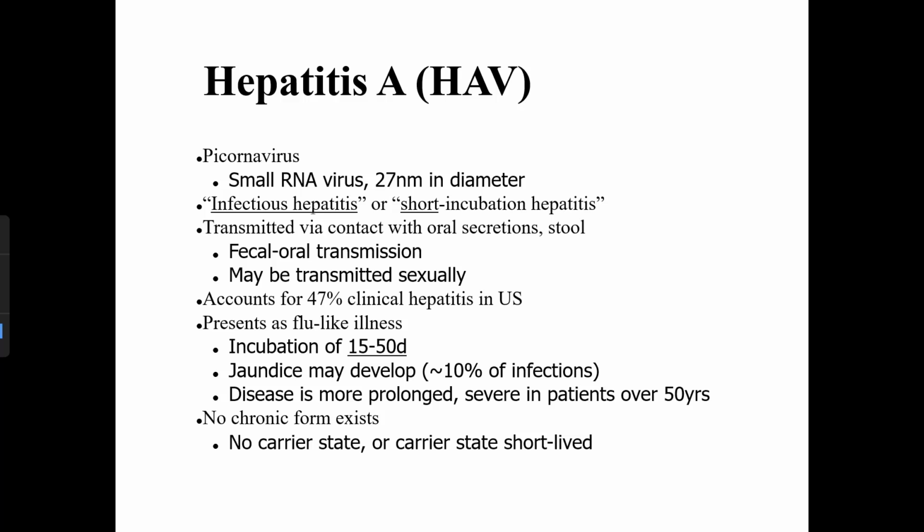It's transmitted via contact with oral secretions or stool. It is the fecal-oral transmission and may be transmitted sexually. It accounts for 47% of clinical hepatitis in the United States. It presents like flu-like illness, incubation period of 15 to 50 days, which means after you're exposed, it takes 15 to 50 days before you actually have those flu-like symptoms. Jaundice may develop. Disease is more prolonged and severe in patients over 50 years of age. No chronic form exists. There's no carrier state, or carrier state is short-lived.